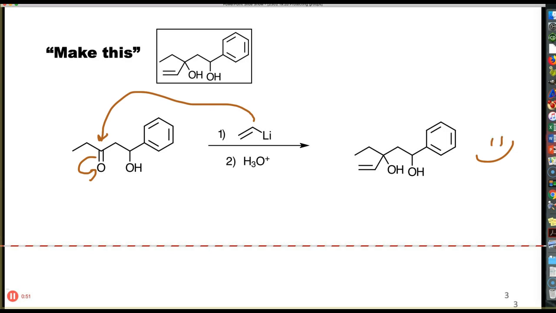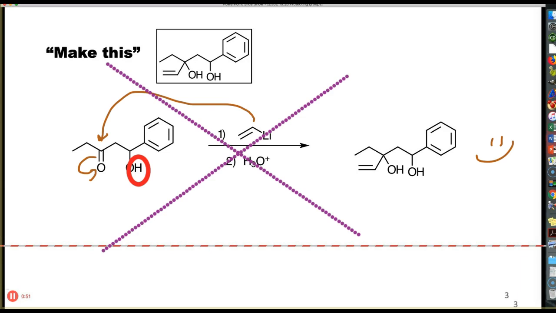Yay! And I hope you're just like, Carpenter, you know that won't work. That's a synthetic trap. What's your problem? Yeah, it's definitely a synthetic trap, right? Because I have an acidic hydrogen there. Crud-ola. So this is simply not going to work, and I'm doomed.